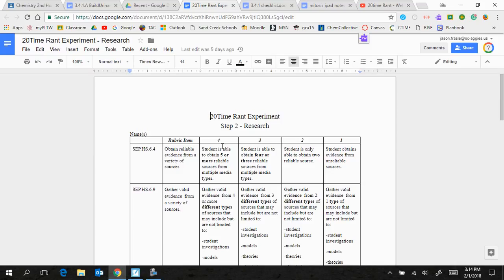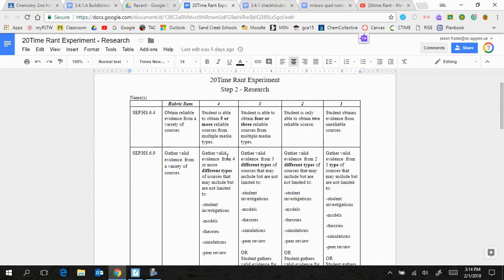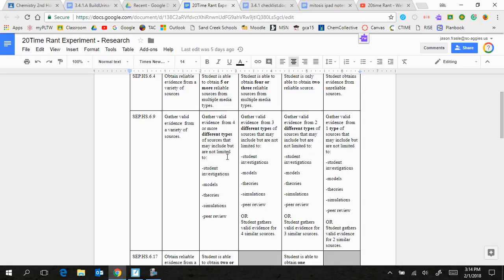For this project, what we're looking for is 5 reliable sources from multimedia types. So we're looking at 5 different resources. That's at minimum. If you can do more, fantastic. Now, where do they have to be from? They have to be from different areas. They can't be all from the internet, or all from talking to different individuals, or all from a book. They all have to be coming from different ones.